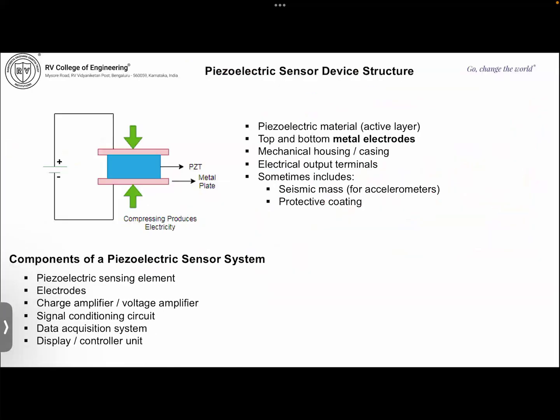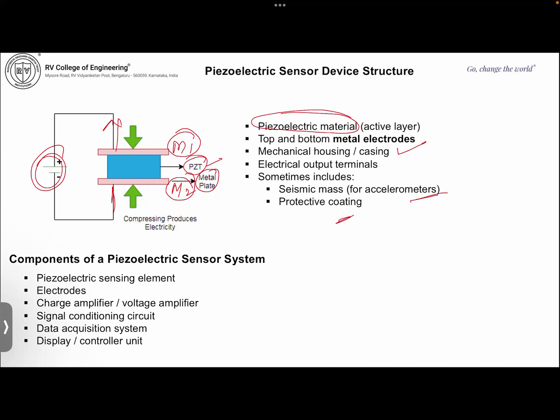Let us look at the device structure and its components. It is basically made up of the piezoelectric material, which is very important. This is the piezoelectric material, and we have two metal electrodes, M1 and M2, two metal plates. The piezoelectric material is sandwiched in between the two metal plates. Of course, it is covered with mechanical casings and then electrical output terminals. We will have electrical output terminals on this side and this side. Sometimes it includes a seismic mass for accelerometers and also a protective coating.